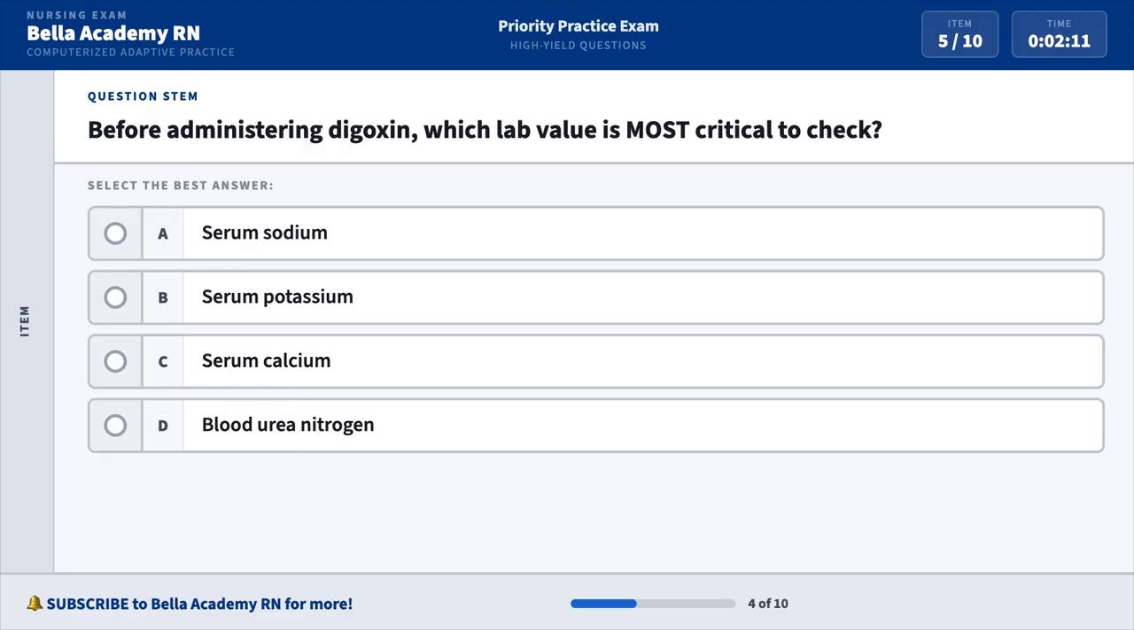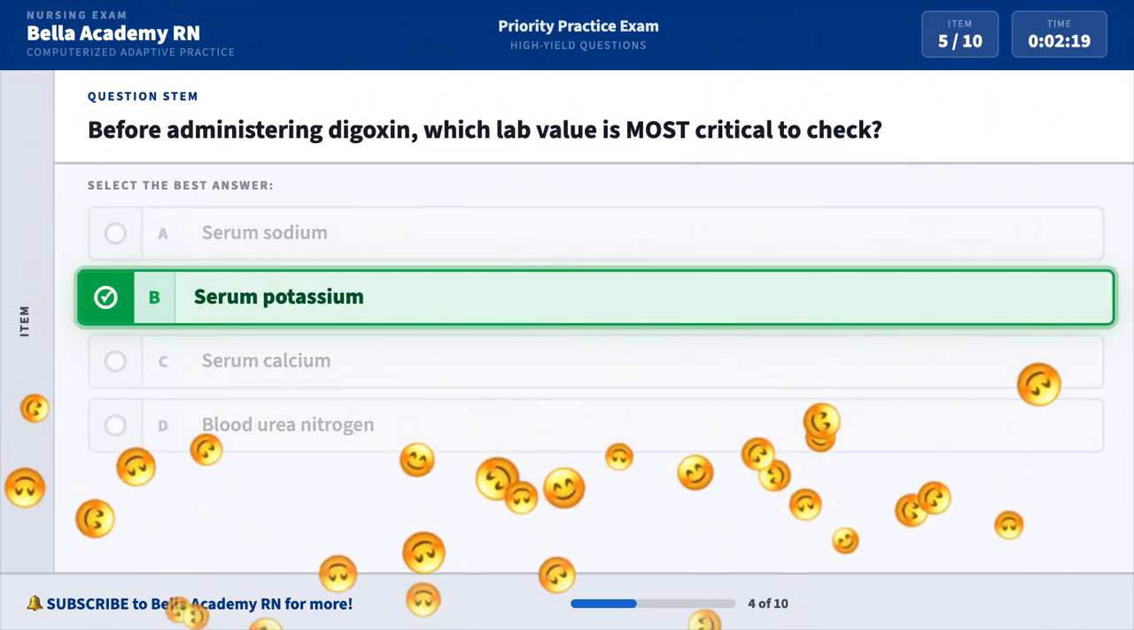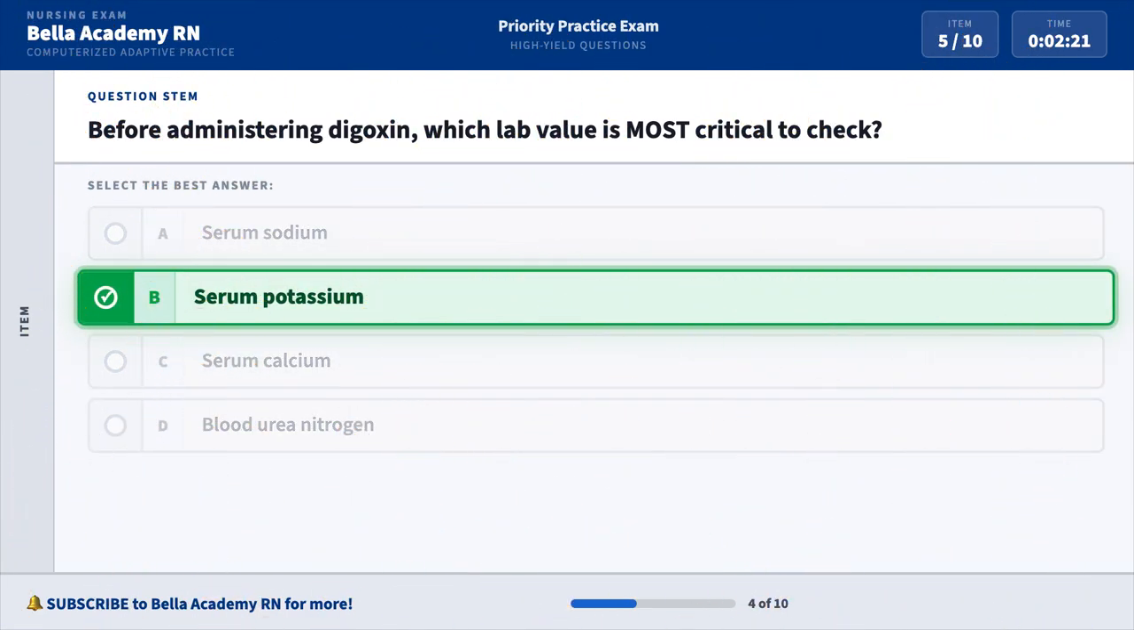Before giving digoxin, which lab is most critical to check? Serum sodium, serum potassium, serum calcium, blood urea nitrogen. B. Serum potassium. Hypokalemia dramatically increases digoxin toxicity and can cause fatal dysrhythmias. Always check potassium before administering digoxin.